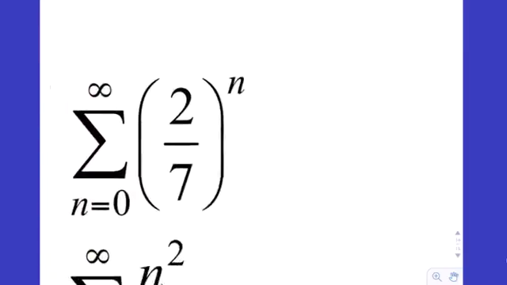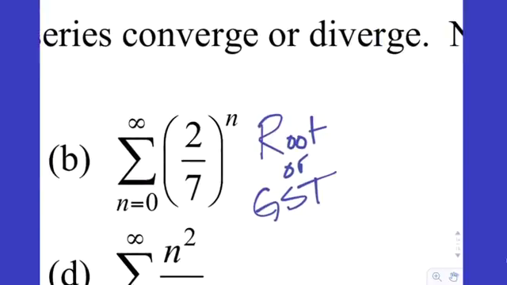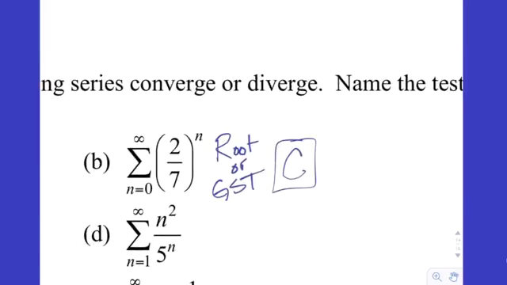Okay, so we're going left to right. Letter B, 2/7 to the n. Root test or geometric series is a good one. Yeah. Converge or diverge, though? Converge, right? Yeah, it converges. The root test works well. The geometric series works well. This one, you might be asked to find the sum. So let's go ahead and write the sum while we're here. The sum would be, we'll just say S equals, the first term is what?